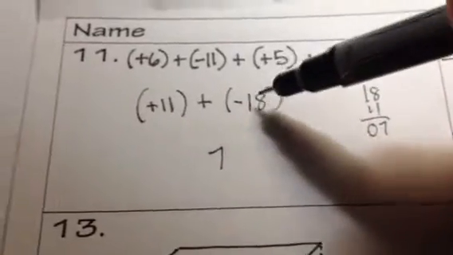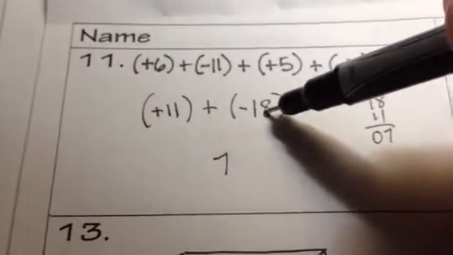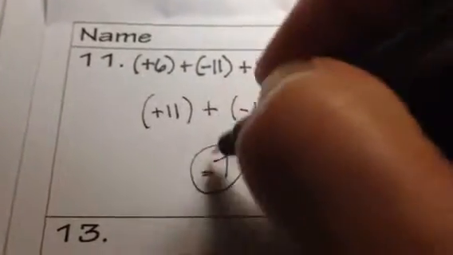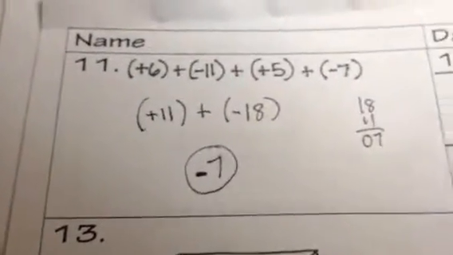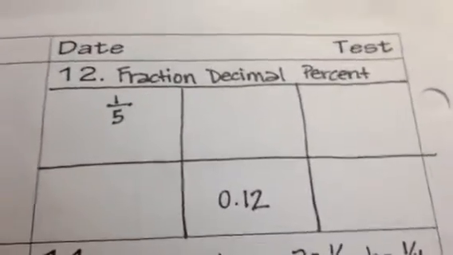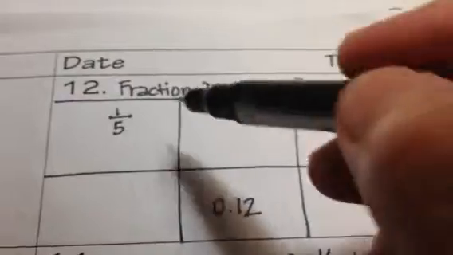What is the greatest absolute value? 18. What is 18's sign? Negative. So it's going to be negative 7. Okay? All right, peeps. We should be really good at these by now.